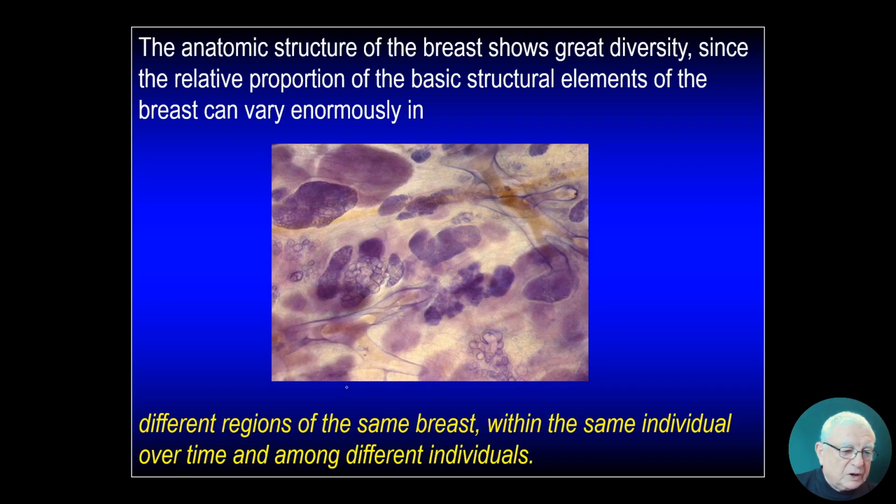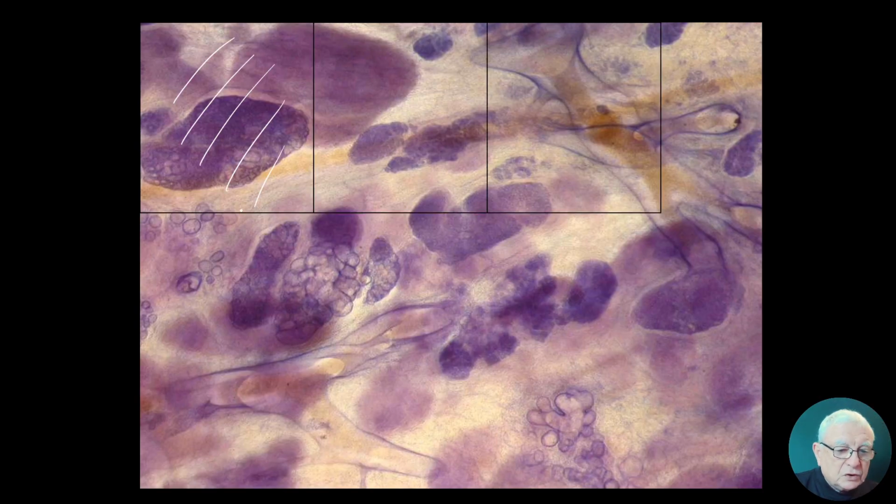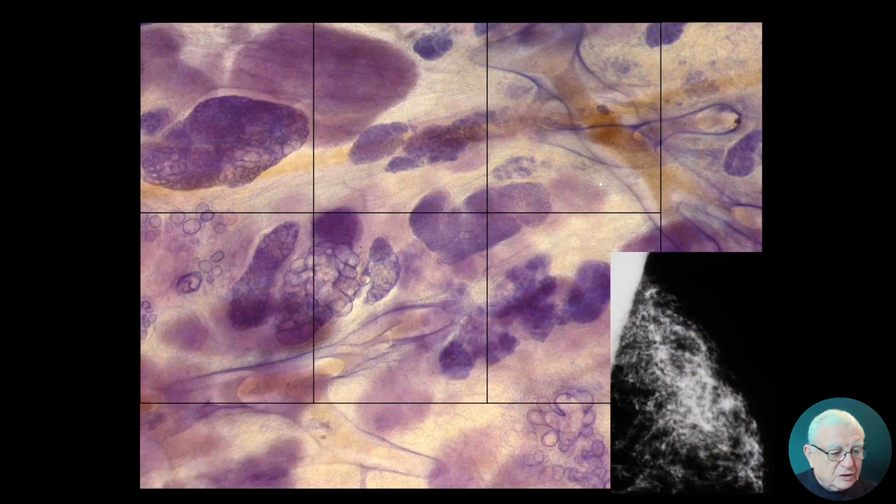One of our problems is that the anatomic structure of the breast shows great diversity. Look at this large section. Under this square centimeter versus under this square centimeter. Entirely different tissues. And that's why our peers have to understand and respect the poor radiologist. That's why it's so difficult to read a mammogram.